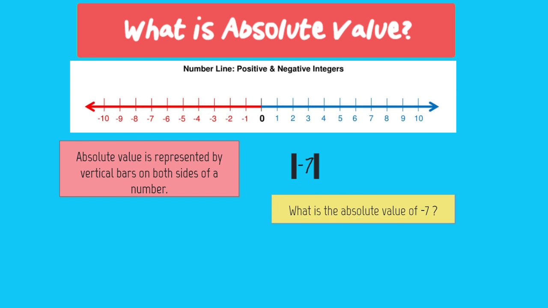Now let's take a look at another one. What is the absolute value of -7? And so again, we're starting at 0 and we're going left to -7. Let's see how many spaces. 1, 2, 3, 4, 5, 6, 7. 7 spaces from 0. And so the absolute value of -7 equals 7.